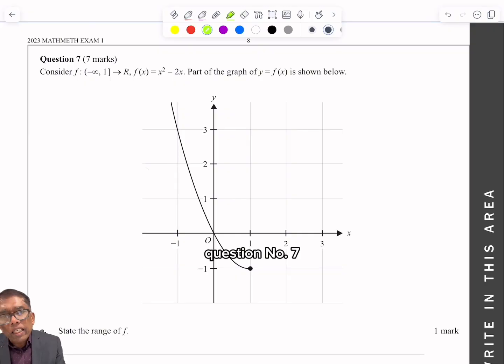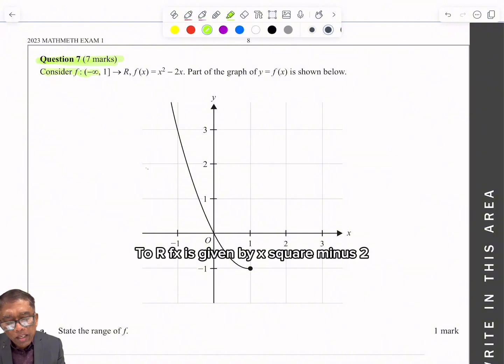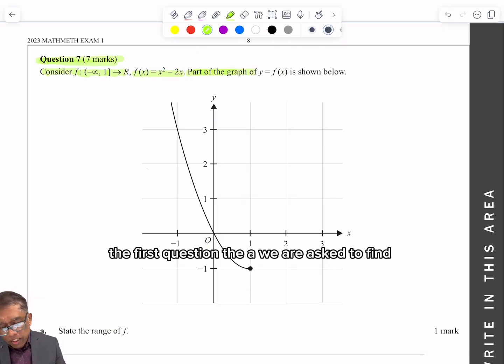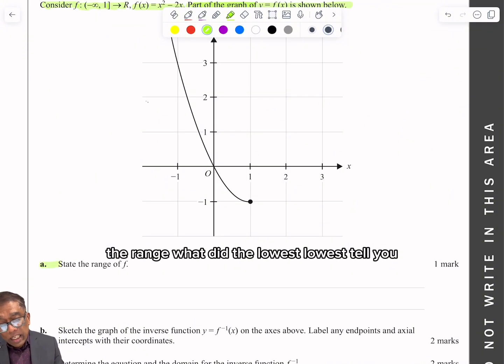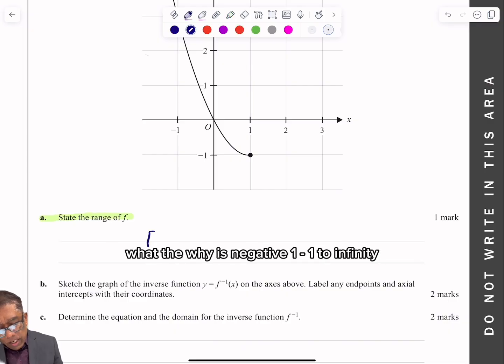Question number 7. Consider f. F is a function from negative infinity to 1 to R. F of x is given by x squared minus 2x. Part of the graph y equals f of x is shown below. This is the graph. For part A, we are asked to state the range. What is the lowest value? The lowest value of y is -1, so the range is -1 to infinity.